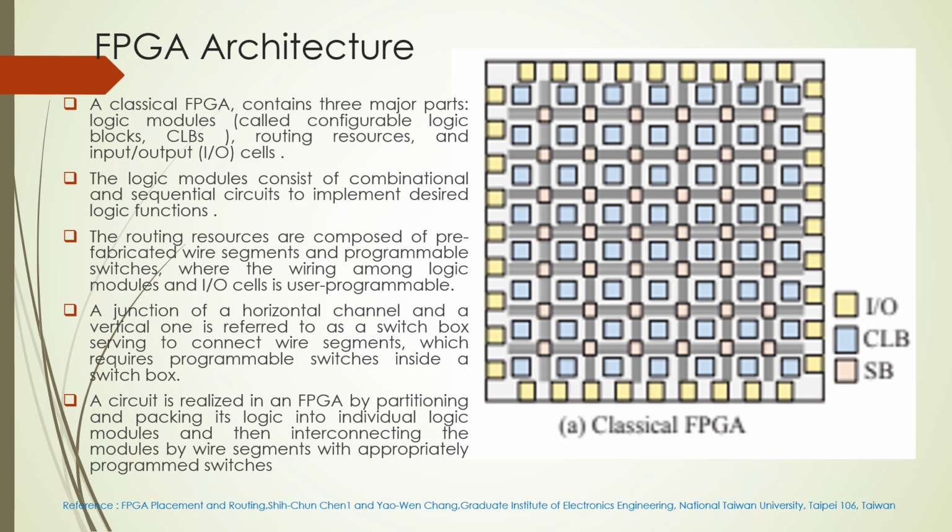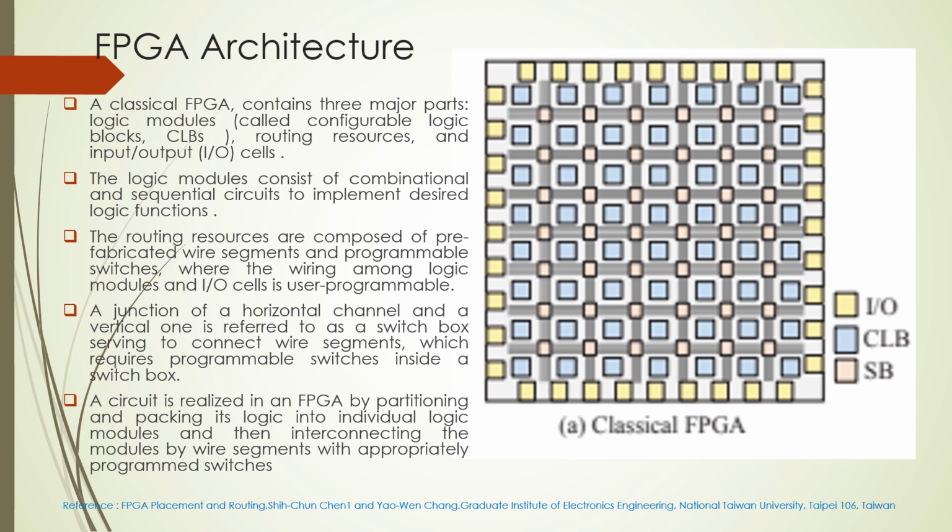An FPGA architecture consists of three main parts. They are the CLBs, or configurable logic blocks, that are in blue boxes. Then we have the IO cells, or IO blocks, input output blocks, which are marked as yellow. And then we have the interconnects, or the so-called routing resources.